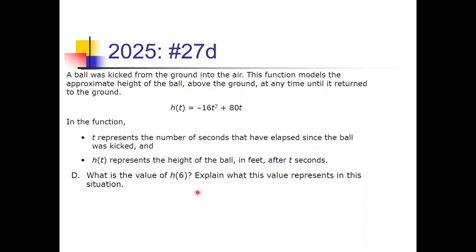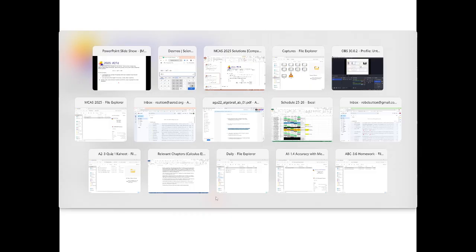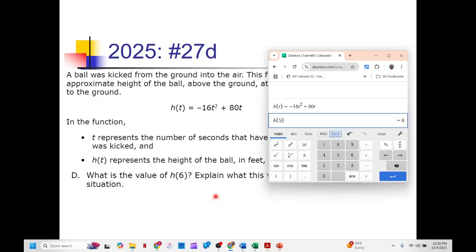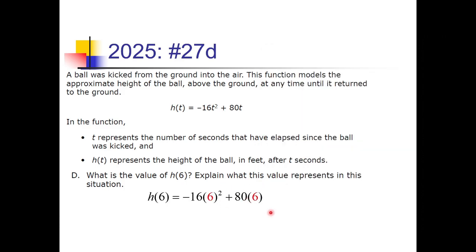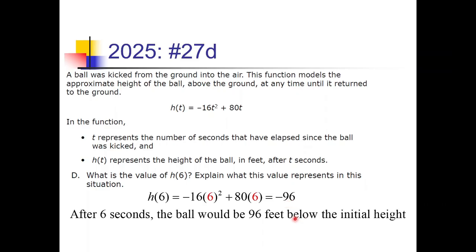Finally, for part D, they want to know the value of h of 6, and then what does that value represent in the situation? So let's go back and plug in 6 now for the h function. Plugging that in, we get negative 96. So plugging in 6 gave us negative 96. All right, so what does that actually mean? Well, it means that 6 seconds after the ball was kicked, it would be 96 feet below the height at which it was kicked, below the initial height.